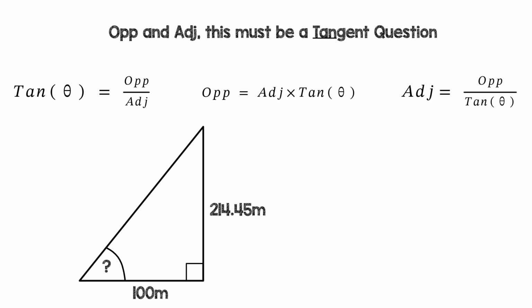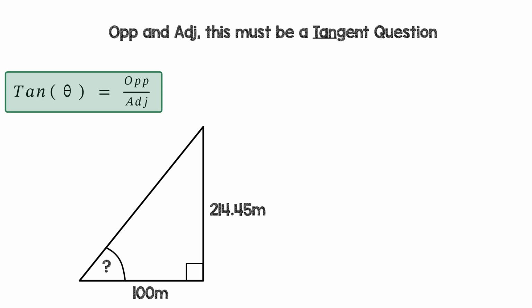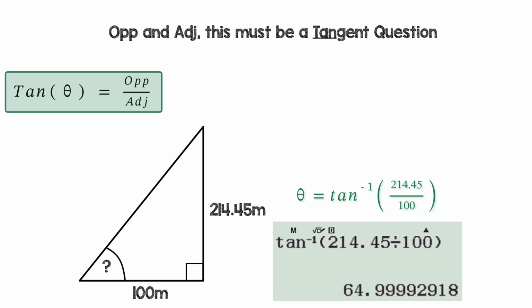Finally, the tan question, because we're given the opposite and adjacent and we're trying to find the angle. So the tan of the angle is opposite over adjacent, so the angle itself is tan to the -1 or shift tan or inverse tan of opposite over adjacent. So that shows the angle as 65 degrees as we thought.